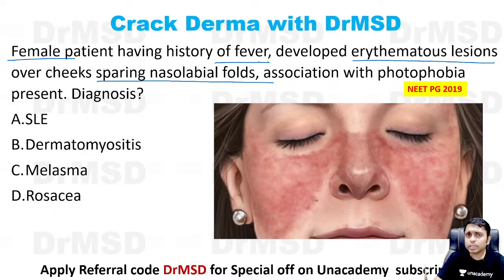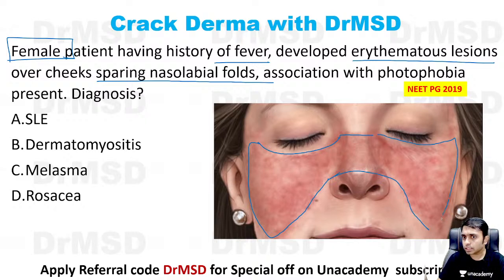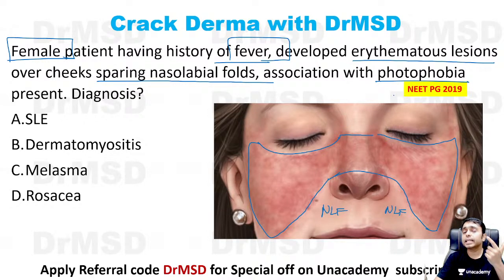So if you see this type of features in a female patient with this beautiful butterfly rash, an erythematous rash which affects the bilateral cheeks and bridge of the nose with sparing of the nasolabial folds, these nasolabial folds are completely normal. Along with that, there can be systemic symptoms in the form of fever, of course photophobia, joint pains, and some CNS manifestations. Whenever you see all this, you need to answer systemic lupus erythematosus.